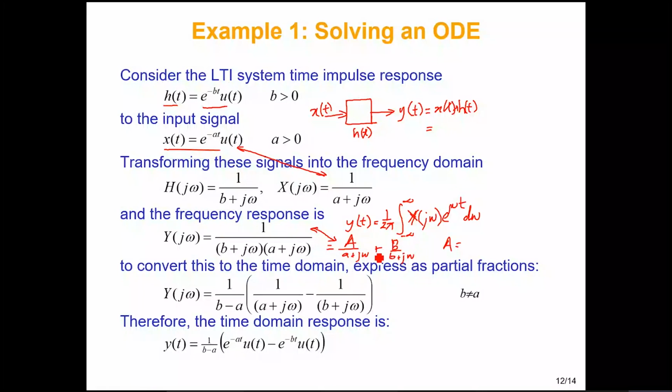If not, then we can find them, and you will notice that a will come out to be 1 over b minus a, and b will come out to be equal to minus 1 over b minus a. So these are the constants that we come across, and we can just take 1 over b minus a common outside, and inside we can express this as this minus this, and the inverse would be directly written here, constant outside, and this inverse would be e raised to the power of minus at ut, and this inverse will be e raised to the power of minus bt ut. So quite straightforward. This is actually showing you an example of how, just using this property of Fourier, we can easily find out the output.